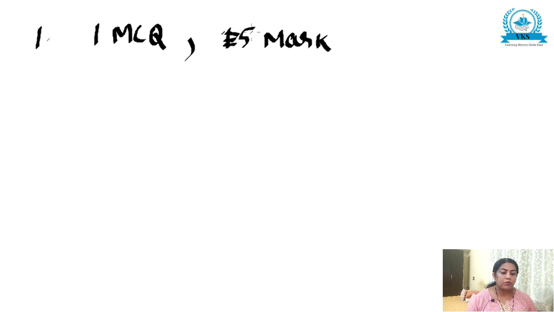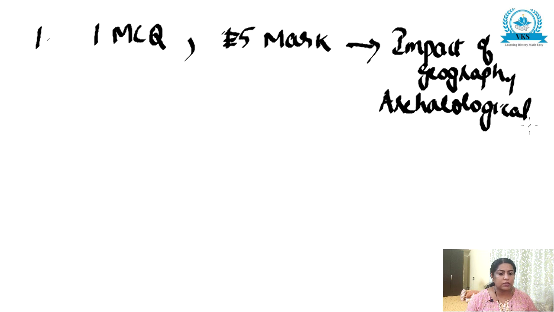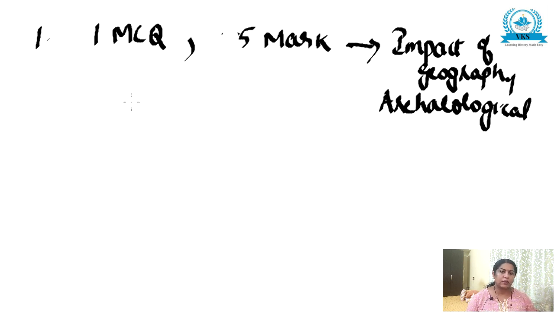A 5 mark question from chapter 1, if you think, can be the impact of geography on Indian history, or the importance of archaeological sources in reconstructing the history of India. Then one more can come: unity in diversity is a unique feature of Indian history, explain. All these can come as 5 mark questions. So basically it is 1 MCQ and 1 five mark question from chapter 1.